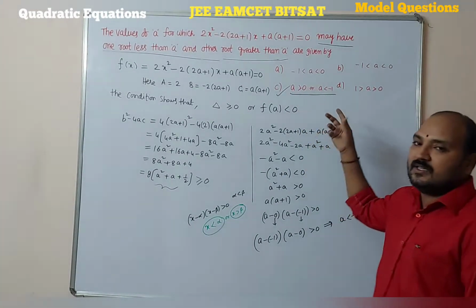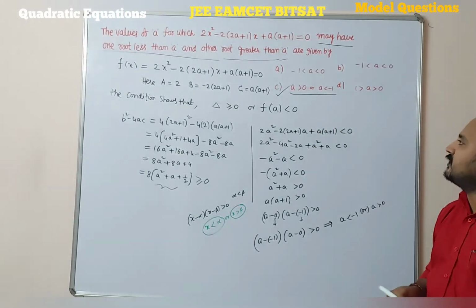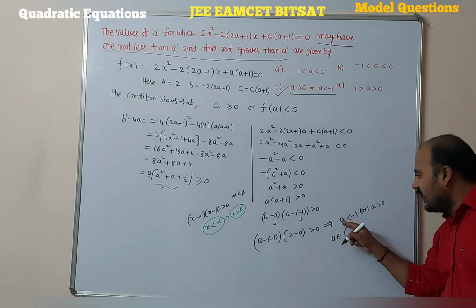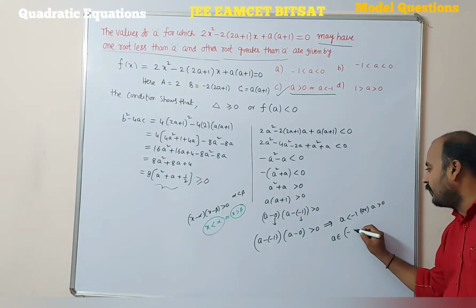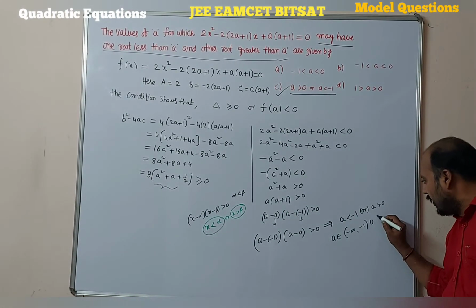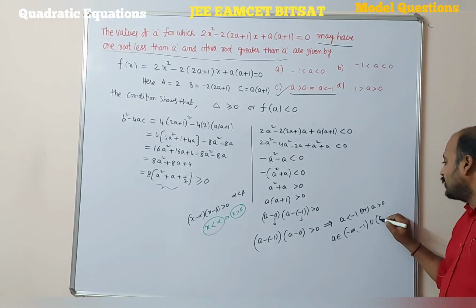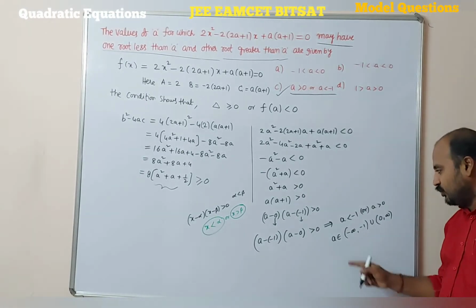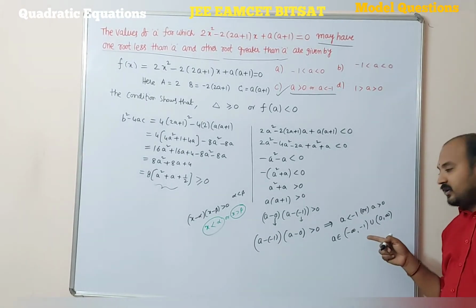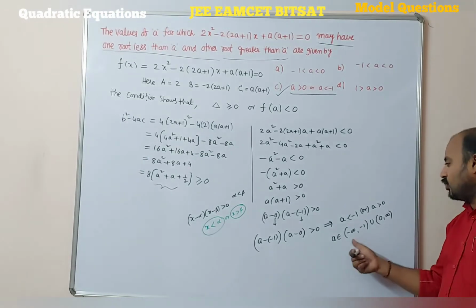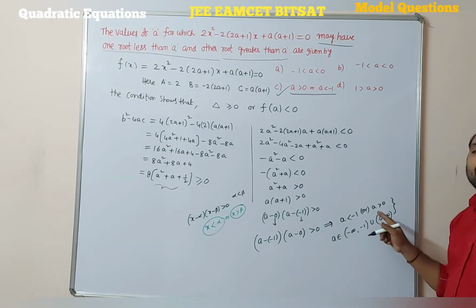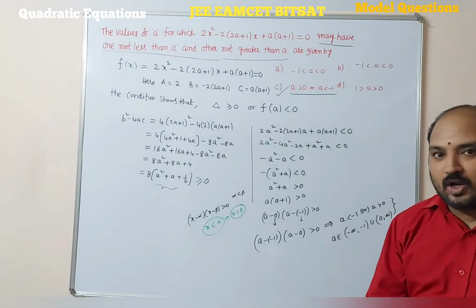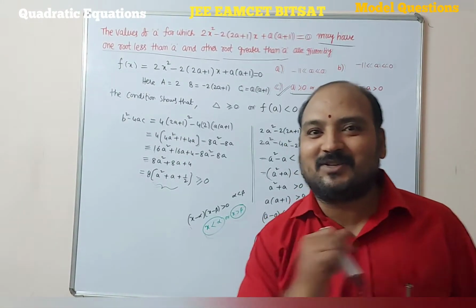Even this result, this interval, we can write in terms of a belongs to: a is less than minus 1 means from minus infinity to minus 1, union a is greater than 0, 0 to infinity. Both the meaning is same, dear students. Sometimes in objective questions they may give options like this also, so be thorough with these two representations. So C option is the right option. I hope you understand, dear students. We'll move on to the next question.